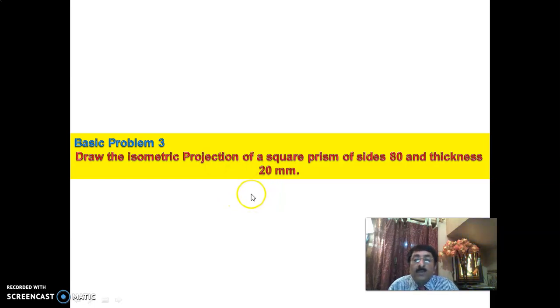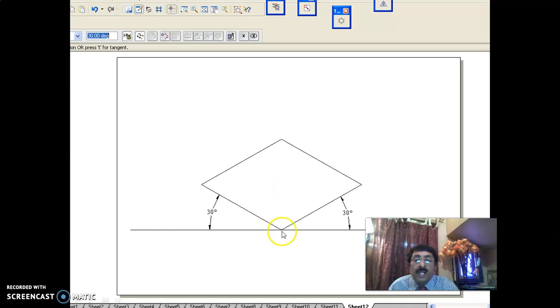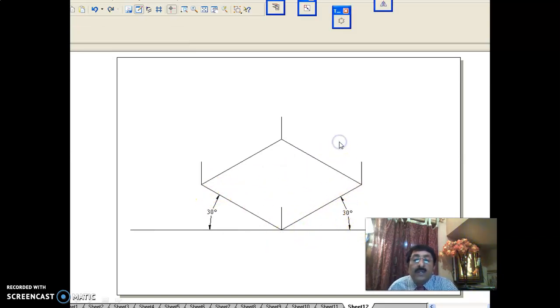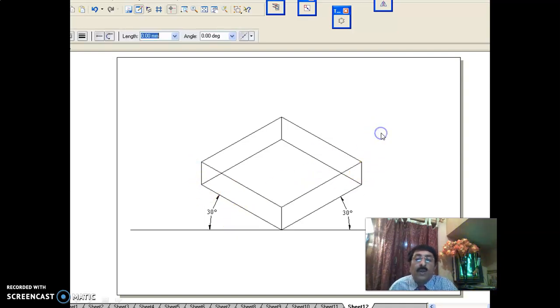In that way, you do this. First, it is 80. You can draw ISO 80, ISO 80, and ISO 20, ISO 20, ISO 20 directly. Okay. ISO 80 means 80 into 0.816. This 80 into 0.816, this 20 into 0.816. You draw this. Otherwise, you take 80, 80, 80, throughout 80 only, and 20, 20, 20 only, you can take this way also. You complete this.